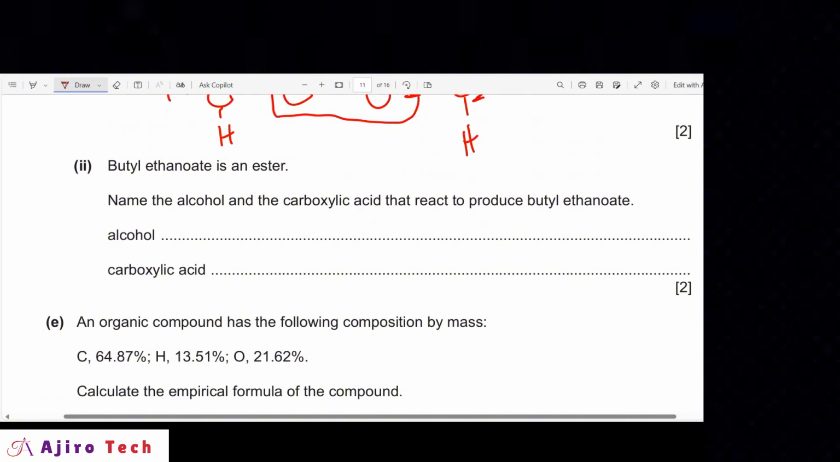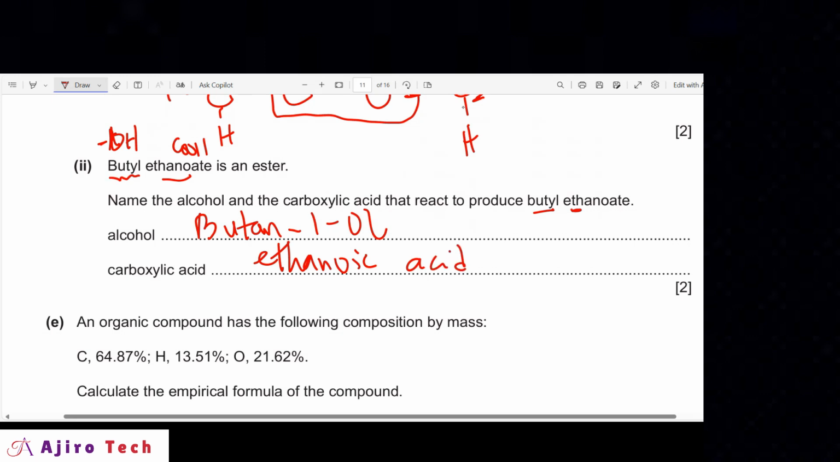Butyl ethanoate is an ester. Name the alcohol. Now, when you're naming the alcohol that forms the ester, we already said that the first name of an ester is the alcohol contribution. This is the OH contribution, and then the other name is the carboxylic acid contribution. So for the alcohol, since it is butyl, it could be butan-1-ol, or butanol, you might want to call it. And then the carboxylic acid, since it's ethanoate, it's going to be ethanoic acid. Ethanoic acid. So that's easy.